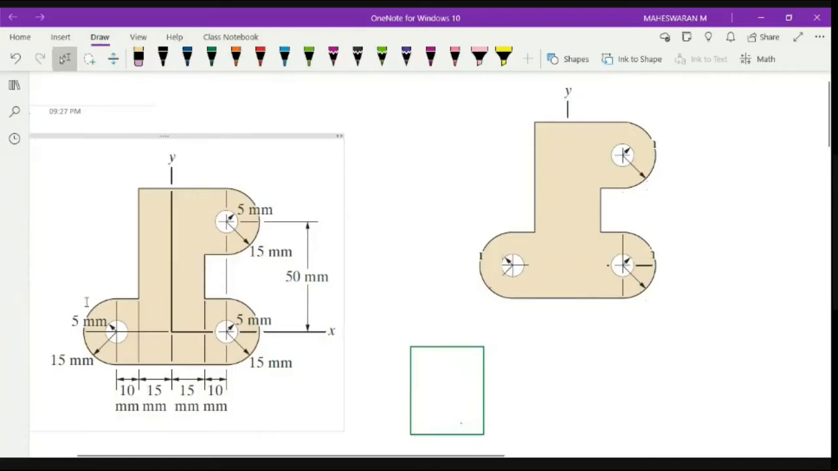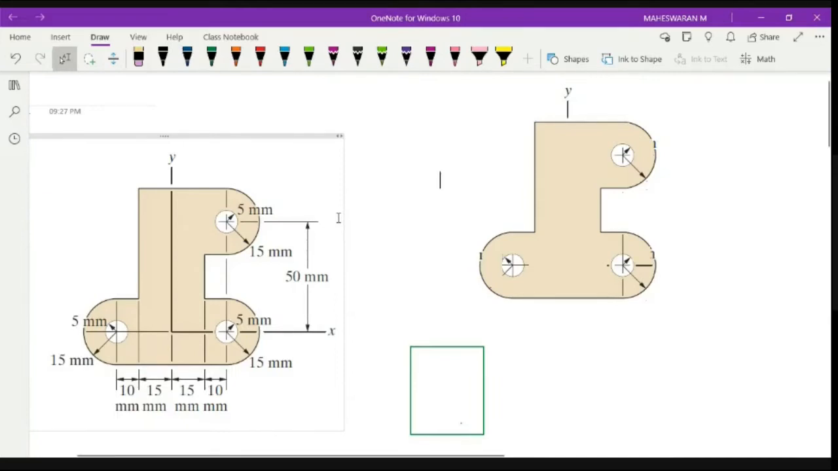So you can see that in this problem, there are lots of complications. Like you have a semicircle, so 1, 2, 3 semicircles, and 3 full circles, and small rectangles, 1, 2, 3 small rectangles, and a big rectangle. So you have at least 11 sections here to do this particular problem. So when you do that, it will be a bit complicated and it takes lots of time, right?